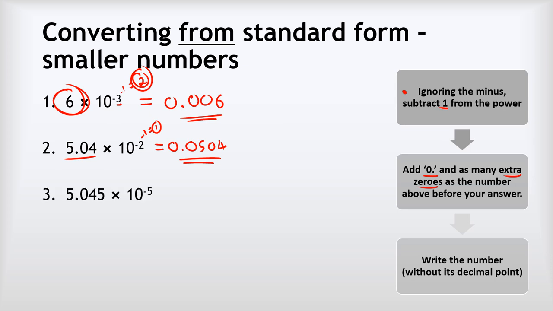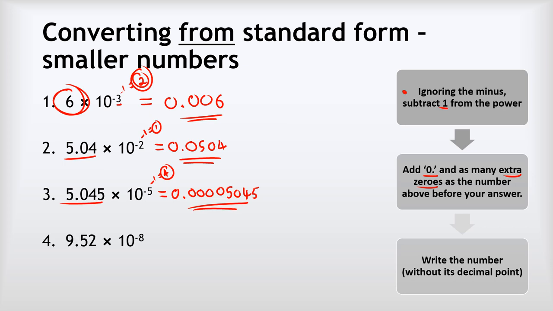And what we'll see similar here, 5.045 times 10 to the minus 5. Start with our negative power, take 1 off it, and that gives us 4. So that tells us we're going to do 0 point, followed by a further 4 zeros, 1, 2, 3, 4. And then we just write in the rest of our number without its decimal point. So 5045, just like that.